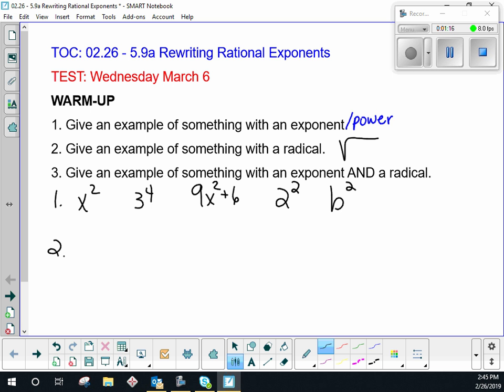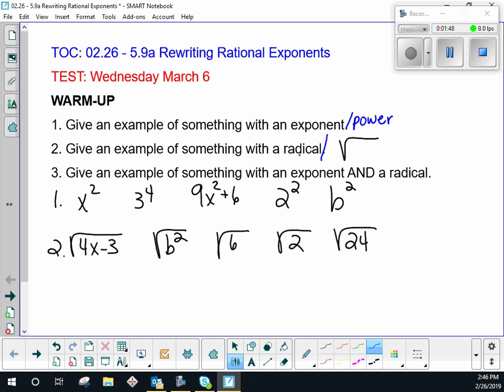Some stuff y'all gave me that had radicals in it. Radical 4x minus 3. Radical b squared. Radical 6. Radical 2. Radical 24. So all of these have radicals in them. So another word for radical is root. Which root are those? What do we call those? Square roots. Those are all square roots.